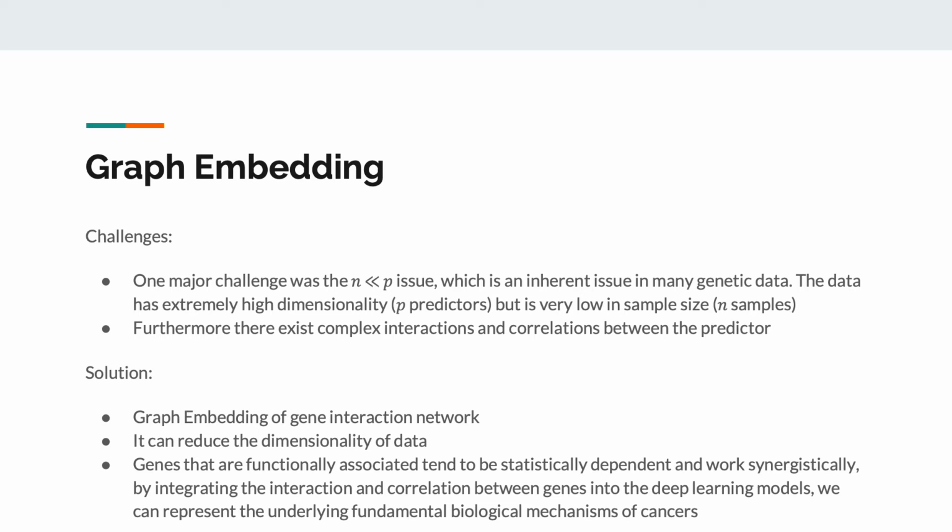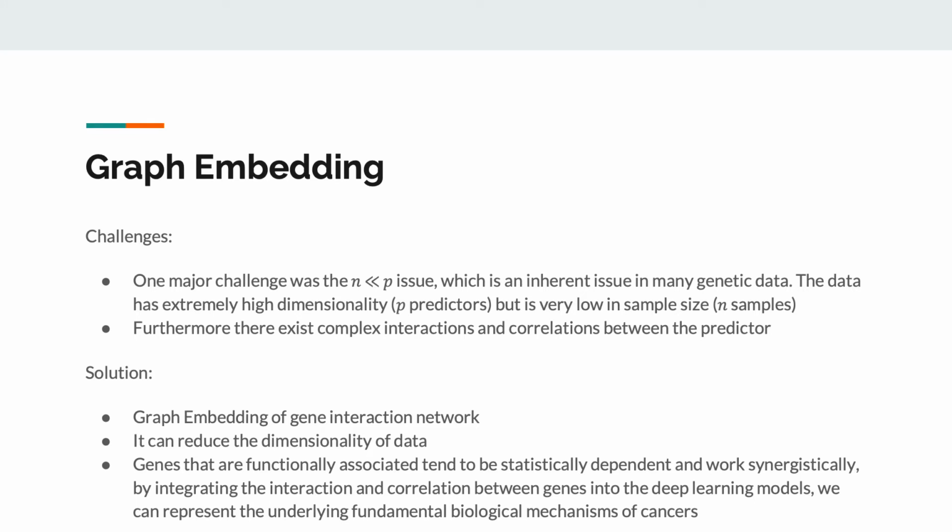One major challenge that we faced was the n smaller than p issue, which is an inherent issue in many genetic data. The data has extremely high dimensionality, but is very low in sample size. And furthermore, there exist complex interactions and correlations between the predictors. And the solution to that is graph embedding of gene interaction network.